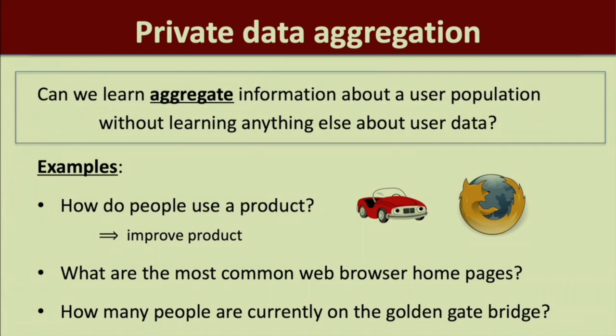So the way you would naively think of building a system like this is you would have the product report everything back to home base, and then the home base would aggregate the information. That's really problematic because it's very privacy invasive. You're reporting a lot of information back to the manufacturer. The manufacturer doesn't care about who is on the Golden Gate Bridge. They just want to know how many people are on it. And so the question is, can we do anything better?